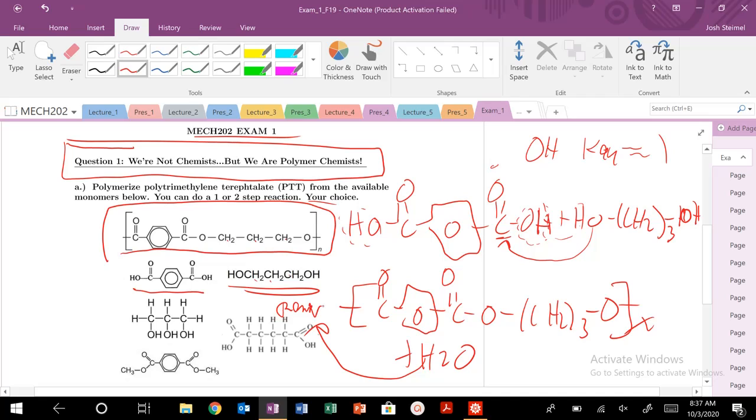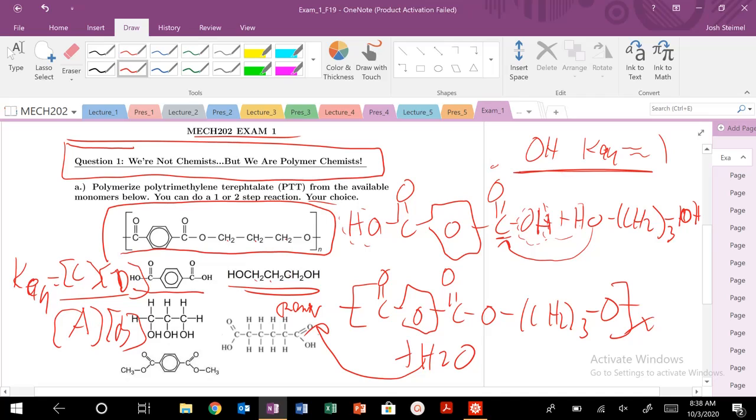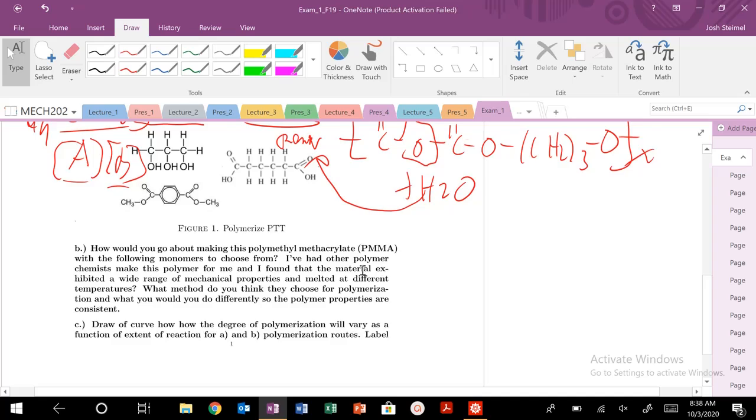Why? Because our equilibrium constant is going to be our products over reactants, so C, D over A and B. This KEQ is fixed at 1. We can't change that once we've fixed our chemistry. The reactants aren't changing, so the only way we can increase the product that we want, C, our polymer here, is to get rid of this byproduct and make this lower. Again, KEQ is a constant, so we must increase the product that we want.